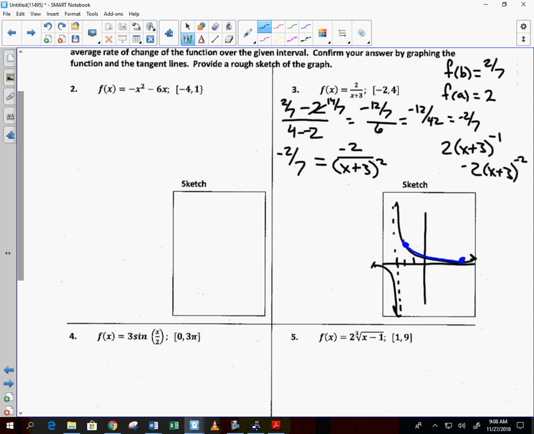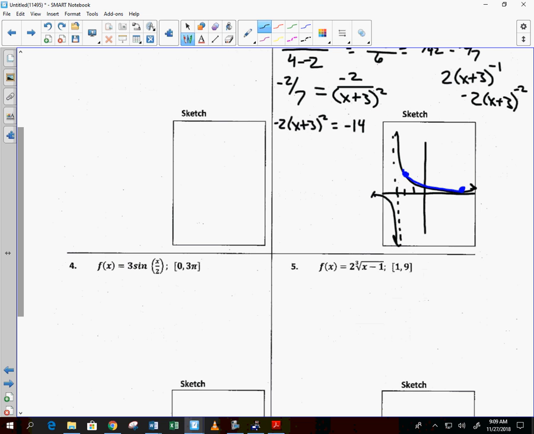So that I have to solve. How would you like to solve that? Got a couple options. Cross multiply, like the idea. We get negative 2 times x plus 3 quantity squared is equal to negative 14. Now what? Divide by negative 2, I get x plus 3 quantity squared is equal to 7. Now what? Square root, so x plus 3 is equal to plus or minus the root of 7. So x is equal to negative 3 plus or minus the root of 7. We have to come up with a decimal there.